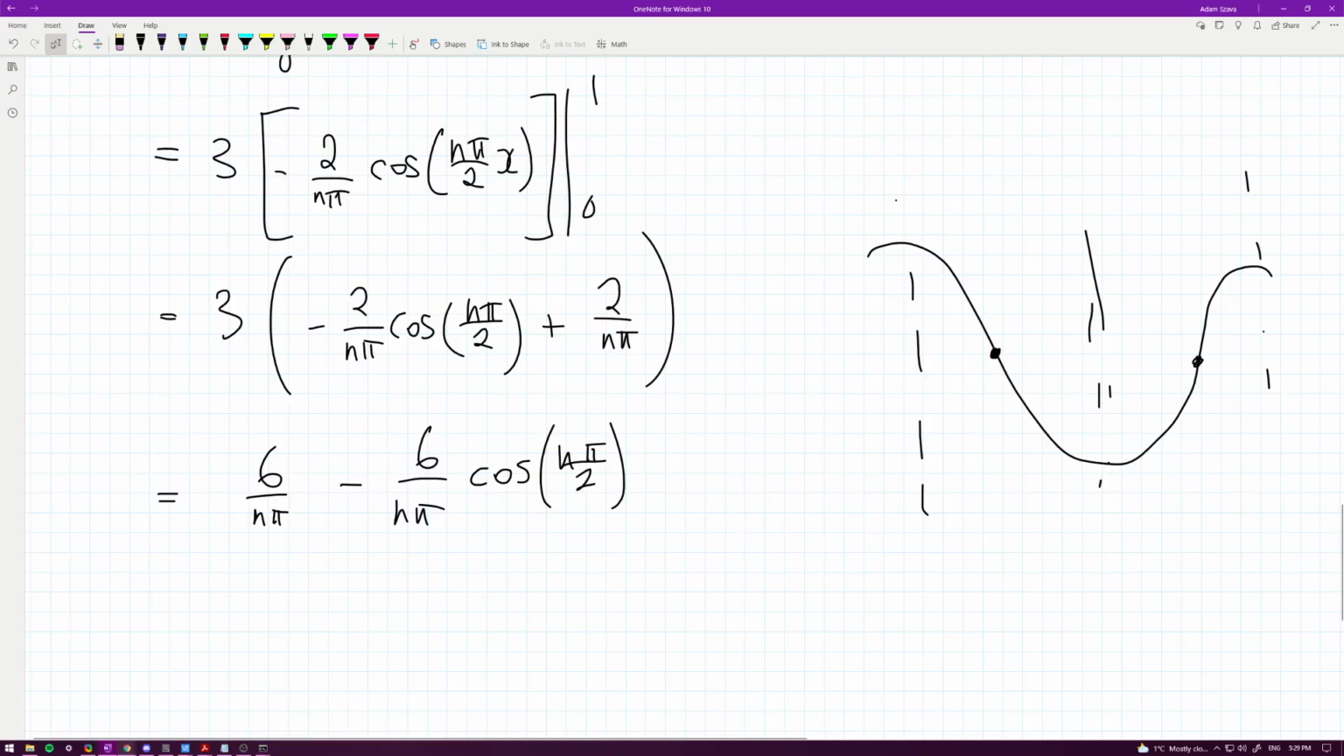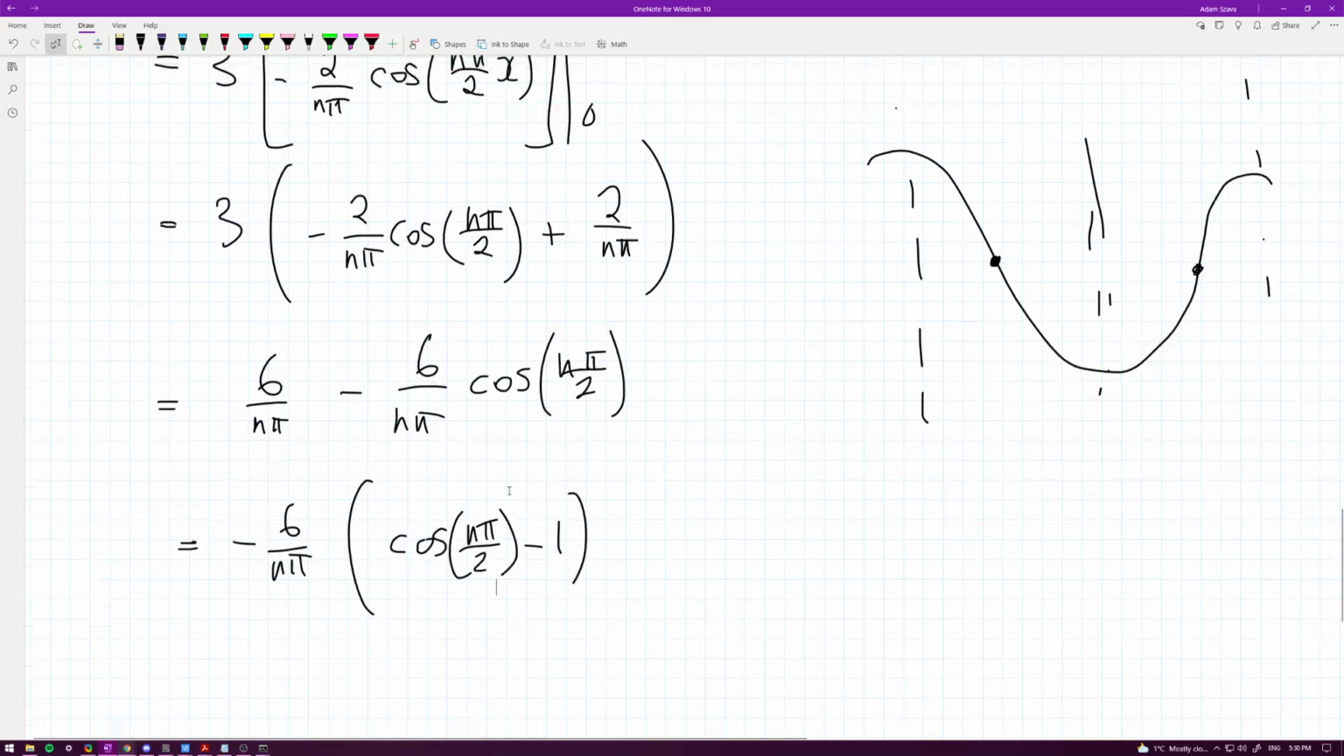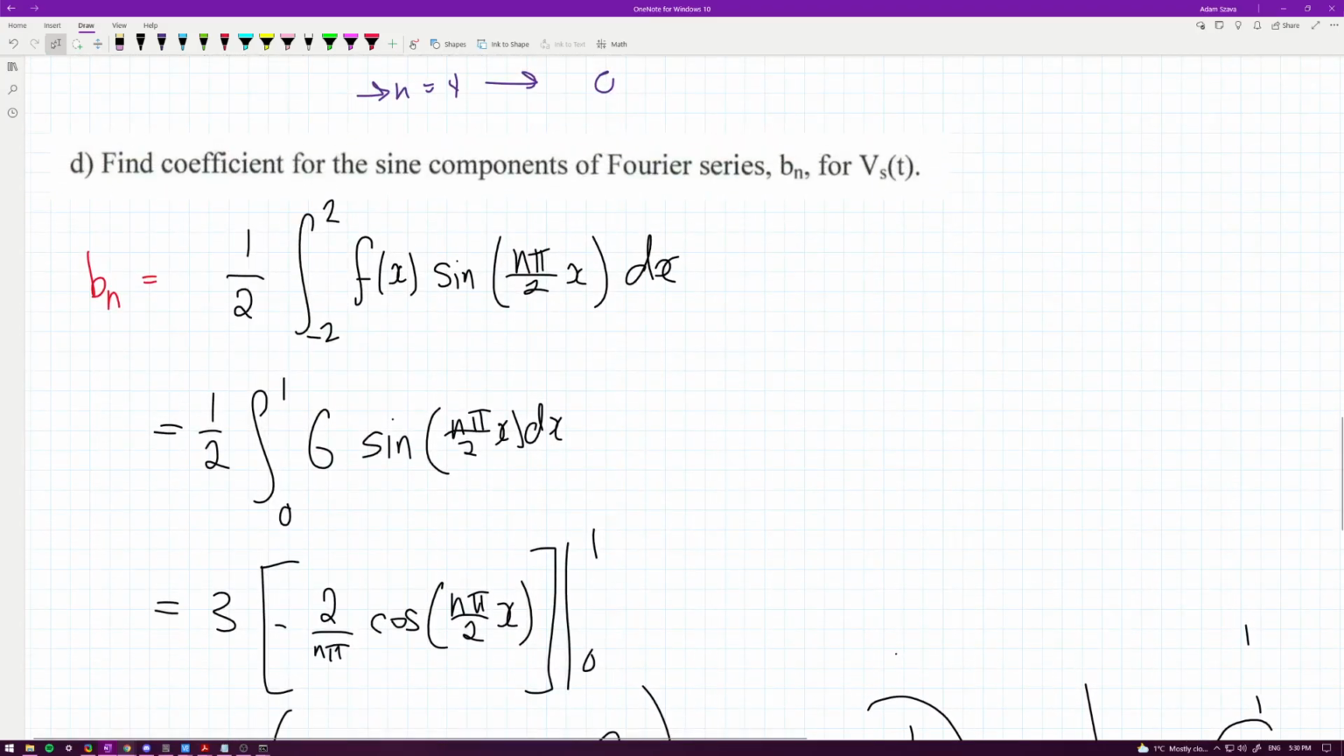Anyways, I think in Andy's solution, he doesn't do that again. Let me just check that quickly. I don't think it's necessary. Well, it's definitely not necessary, but I don't think it's even expected of us. So I could just write here, he factors out a -6 over n pi, so it's going to be cosine n pi over 2 minus 1. But it's the same thing. Yeah, we got the same thing. As long as the regular Fourier series works, then we can figure it out.